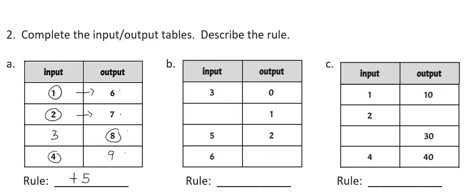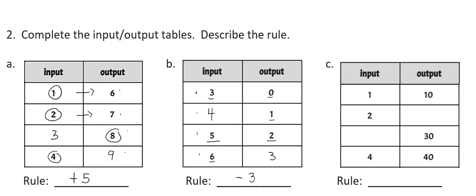In part B, the input is 3, the output is 0. It's possible that we could be subtracting 3. If I look at my column here, I've started 3, blank, 5, 6. It's reasonable to try 4 for my missing number. If I put in 4 and take away 3, that equals 1. If I put in 5 and take away 3, that equals 2. If I put in 6 and take away 3, that equals 3. And so my rule for that table is to subtract 3.